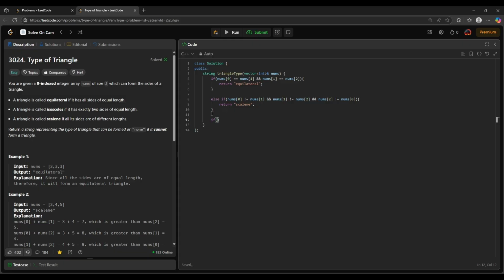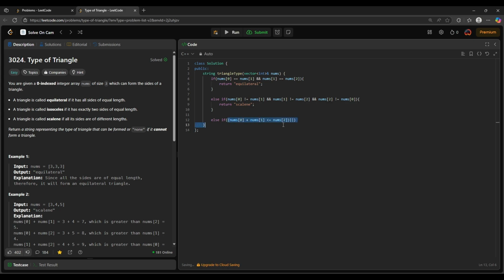So what we can check here is else if the sum of two sides of a triangle, any two sides of a triangle, is less than the third side or equal to the third side, then a triangle cannot be formed. We can use the same and write if nums0 plus nums1 is less than or equal to nums2.